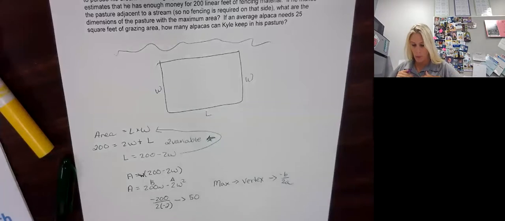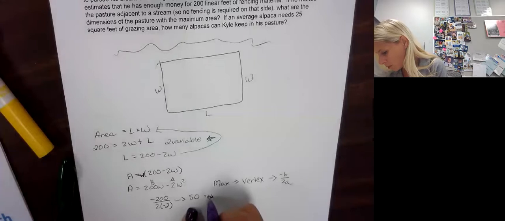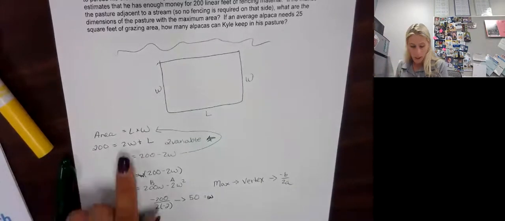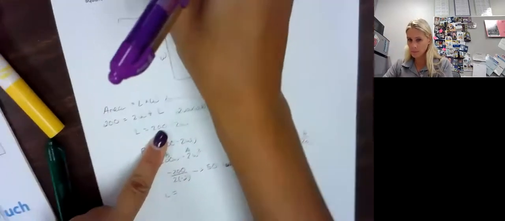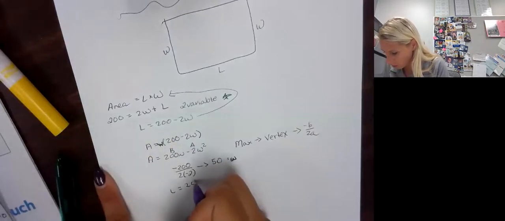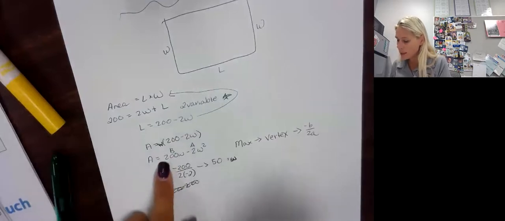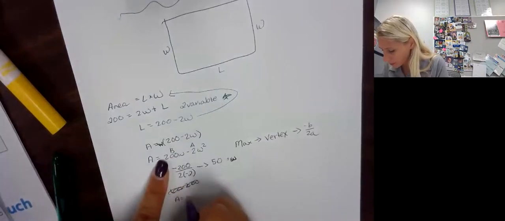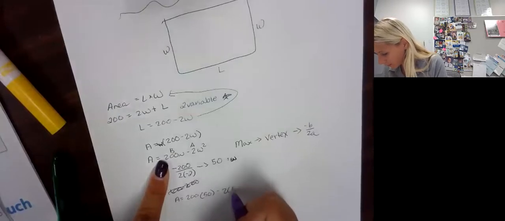Okay? Now, 50 is one length, but we want to find the actual area. The way to find the area is then to substitute back into the equation. And don't forget, this is the W part of it, right? So we have to find the length. So we could plug it back into here, okay? So L equals 200... Oh, no. We want it in the area, right? Because we want to find the area, not the length. I plugged it in the wrong equation. So I need to plug it in up here. So area equals 200 times 50 minus 2 times 50 squared.